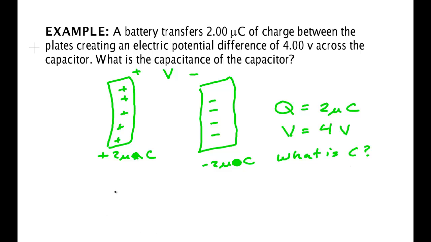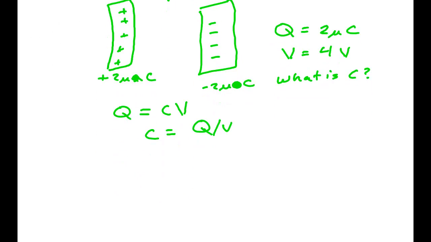This is just an application of the definition. Q is CV, so C is Q over V. This is always the way you find the capacitance. All other formulas that we may get to later are derived from this formula. So C is 2 microcoulombs over 4 volts, and this is 0.5 micro. A coulomb per volt is a farad.